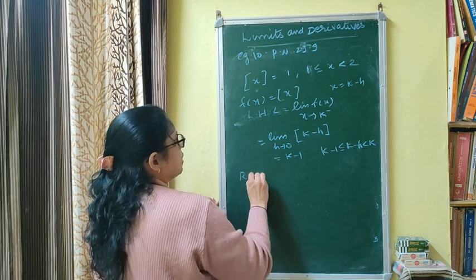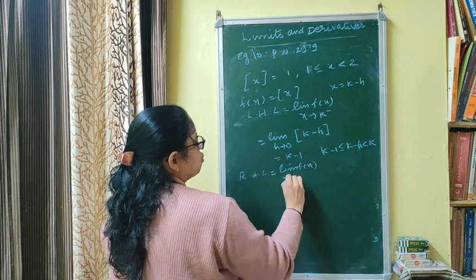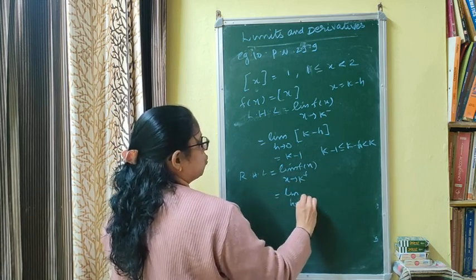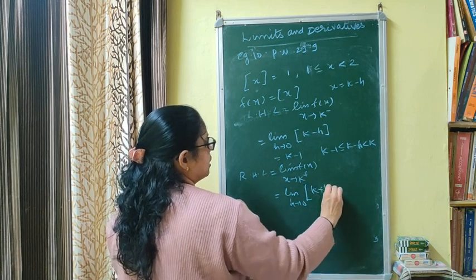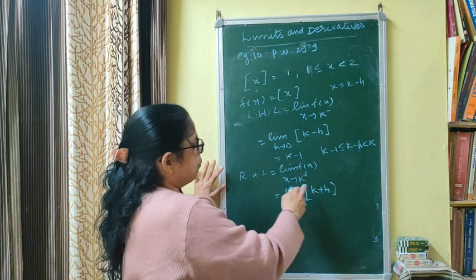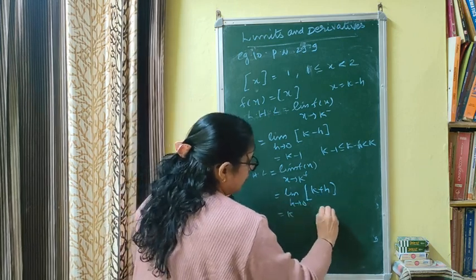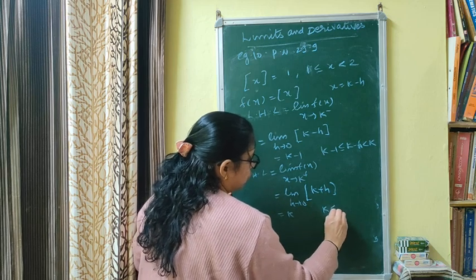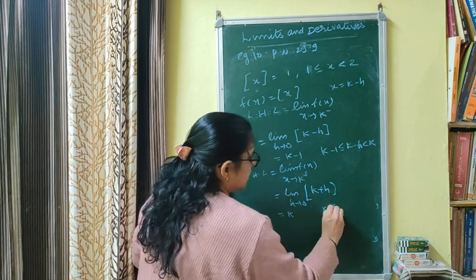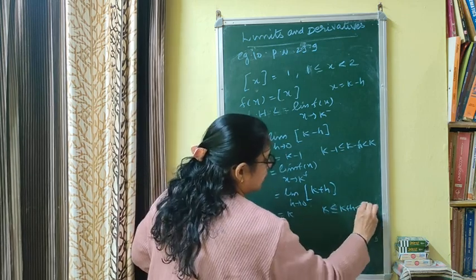Next is RHL is equal to limit fx, x tends to k plus, that is limit x tends to 0 of the greatest integer k plus h. Greatest integer k plus h means you have to take the integer just before it. So which integer will come before k plus h? k will come, because k is less than or equal to k plus h, that means k is less than or equal to k plus h less than k plus 1.